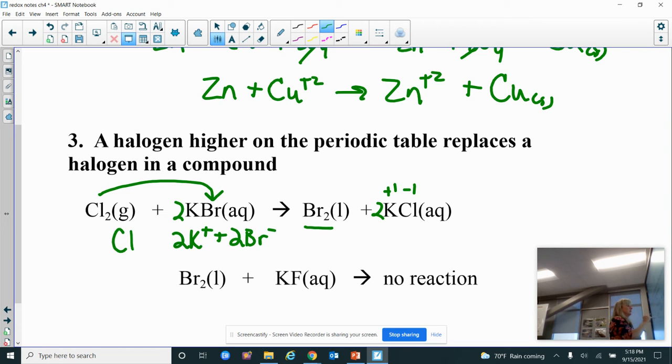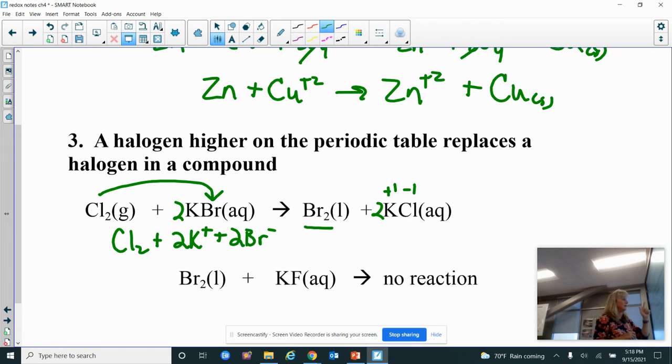The chlorine didn't change. And notice here that on the other ones, it was always the first element that was getting replaced, because the metal ion came first, the hydrogen came first. But this is the halogen replacing a halogen. Don't replace a hydrogen or a metal with a halogen. That can't happen. Like has to replace like. A halogen can replace another halogen, not a metal, not a hydrogen.